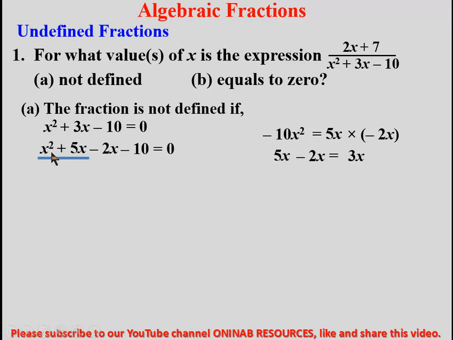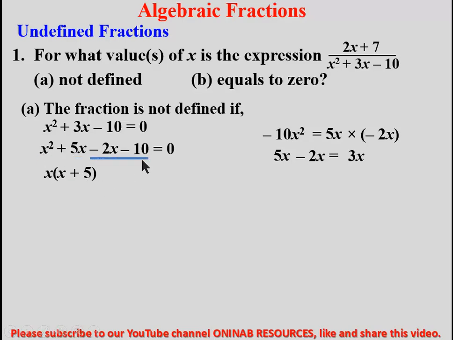So we now factorize. The highest common factor of x² + 5x is x. So we have x outside the bracket. x² divided by x gives x, so I have x. 5x divided by x gives 5, so plus 5. So I'm done factorizing the first part.